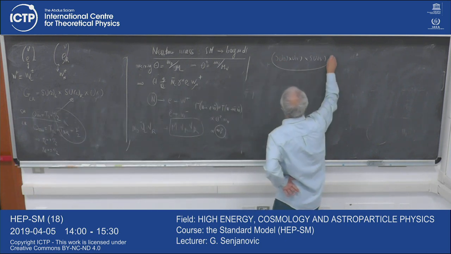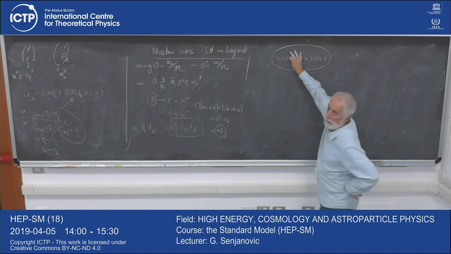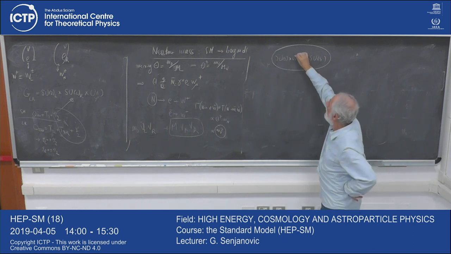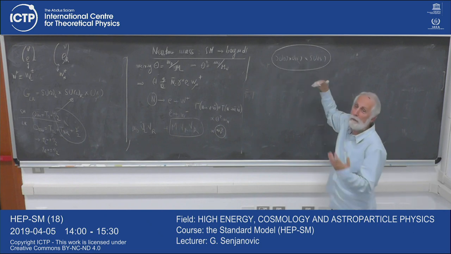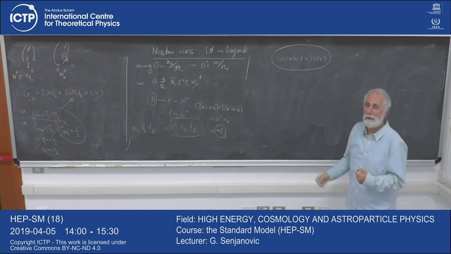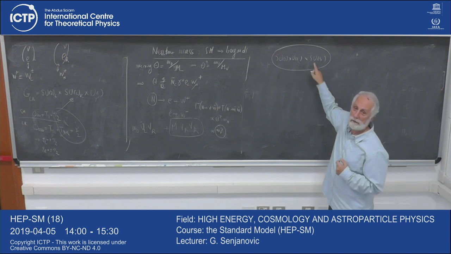If I want to unify, forget U1. Imagine that there was no U1. And the world was SU2 and SU3. You would want to unify. Let's say you want to have a unified theory. What is the minimal theory that unifies SU2 and SU3?